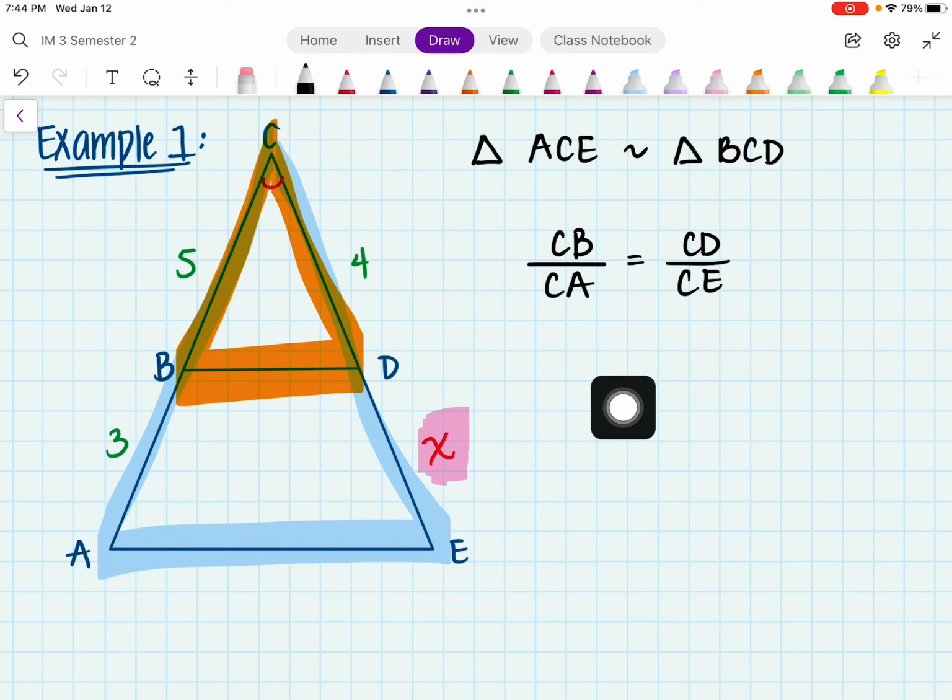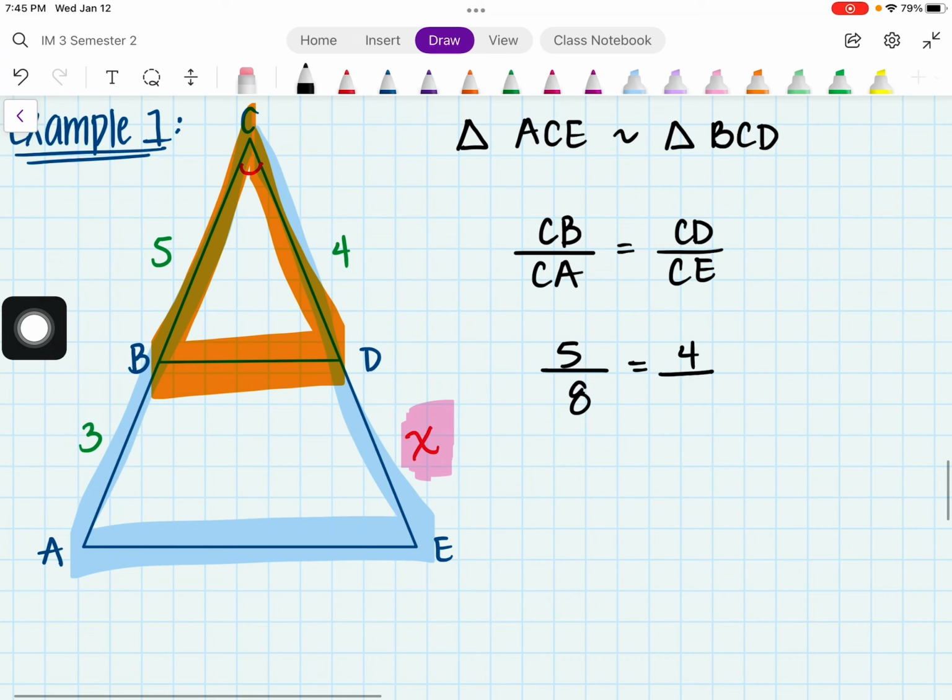Okay, so in this case, guys, all we're doing is we're basically substituting our values here into the equation. So let's go ahead and get started. In this case, CB has a measurement of 5. CA in this case does talk about all of this here. So it's not just 5, it's also 3, so we do have to include everything, which in this case would be the 8. CD is 4.